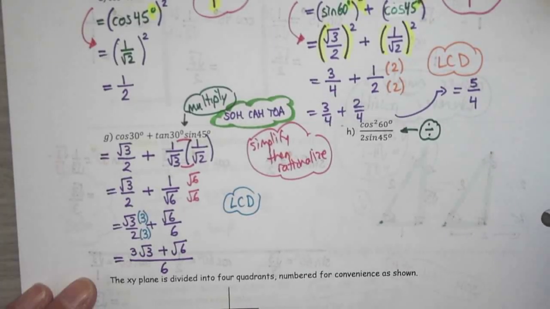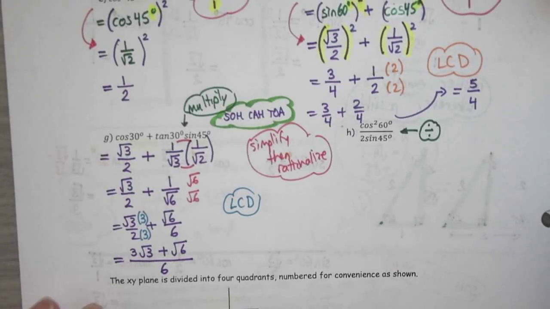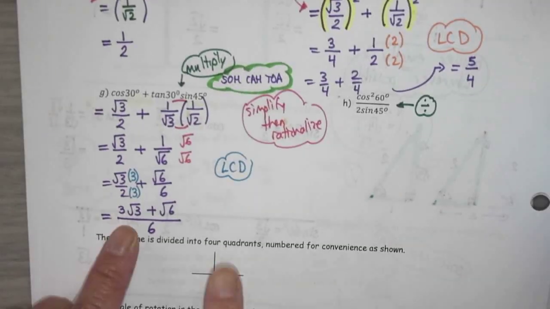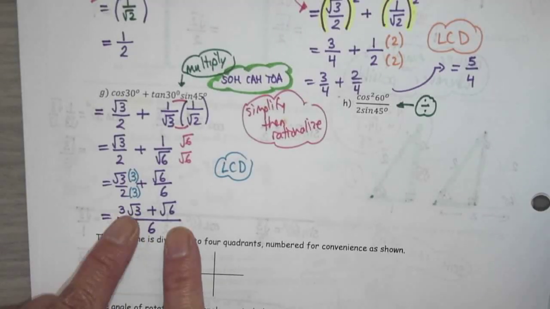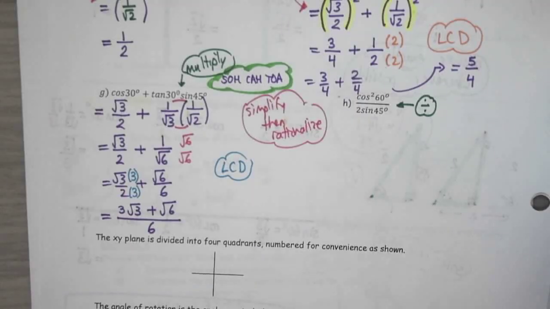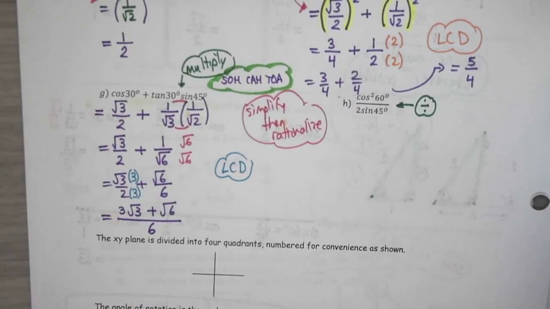Can I go any further? How come I cannot? Because you can't add that. Yeah, not like radicals. That's a root 3, that's a root 6. You cannot add them, they're not like terms. That's like an x and a y. That's like 3x plus y. You can't add those together. You stop here.